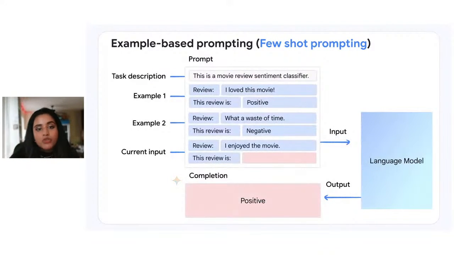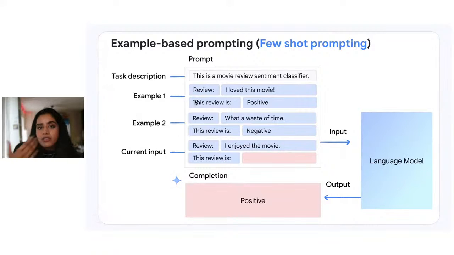So the same few-shot prompting, we can learn from an example of a sentiment classifier. For example, you go to watch a movie, and some of your friends say they really loved the movie. So that's a positive sentiment. Some other people will say it was a waste of time. That's a negative sentiment. But then a third person says, I enjoyed the movie. So how can we train the model to give us the sentiment of this particular review?